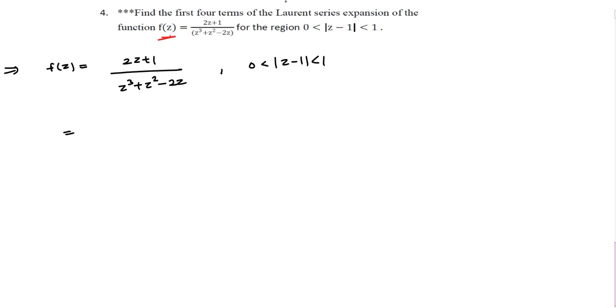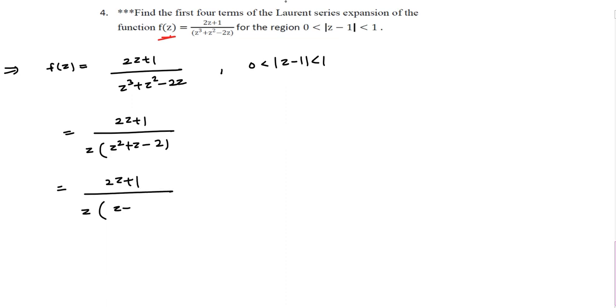So this can be written as 2 times (z plus 1) over, taking z as a common factor, z times (z squared plus z minus 2). Again, this can be written as 2 times (z plus 1) over z times (z plus 2) times (z minus 1).